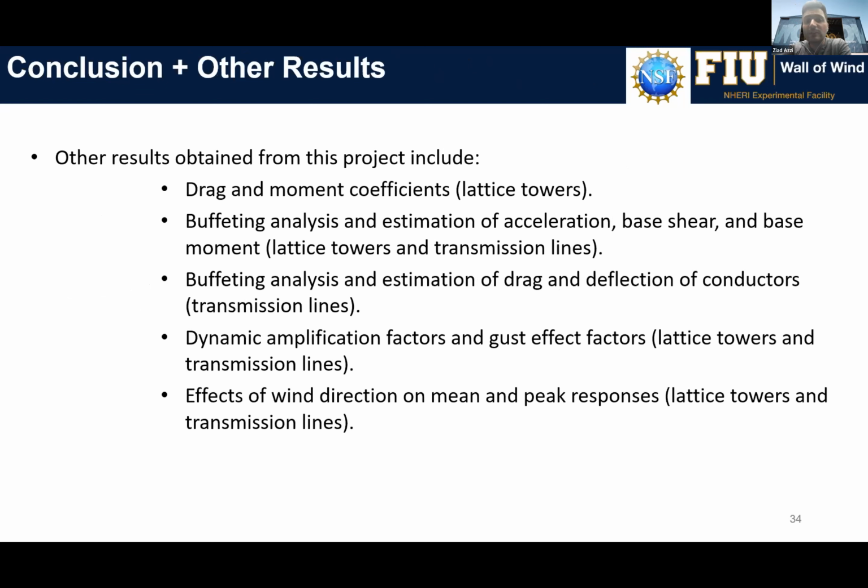Other results obtained from this project include drag and moment coefficients for the lattice towers, buffeting analysis and estimation of acceleration, base shear, and base moment for the lattice towers and the transmission lines, buffeting analysis and estimation of drag and deflection of the conductors for the transmission lines, dynamic amplification factors and gust effect factors for lattice towers and transmission lines, as well as effects of wind direction on mean and peak responses for both phases 1 and phases 2. And those were addressed in 2 journal papers that were already published from this project.